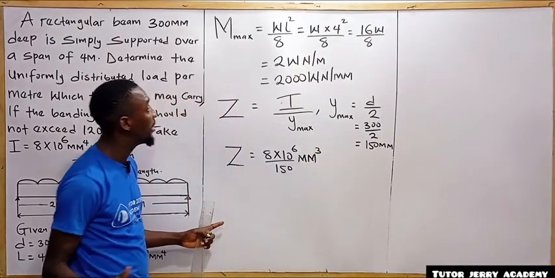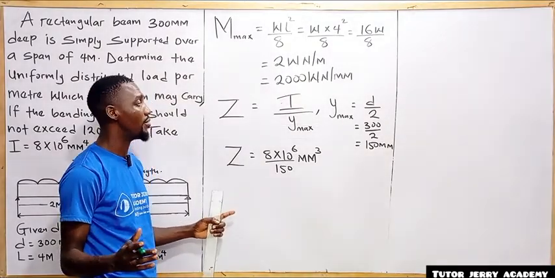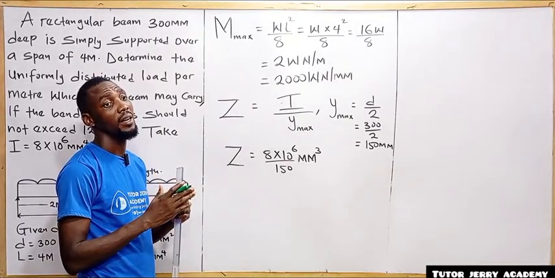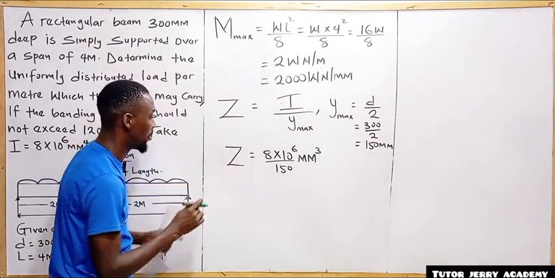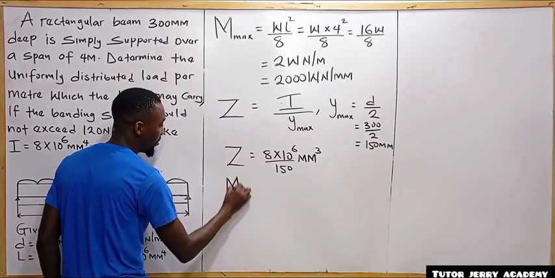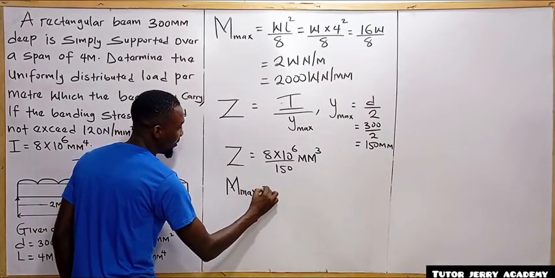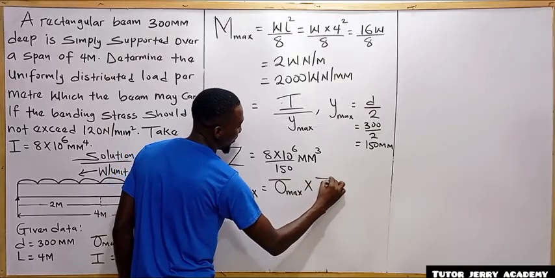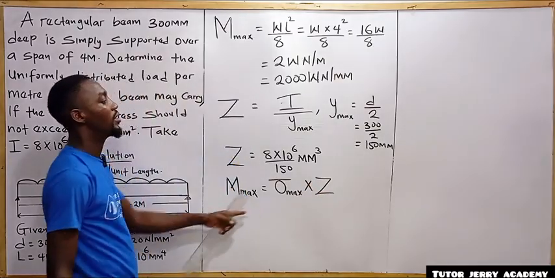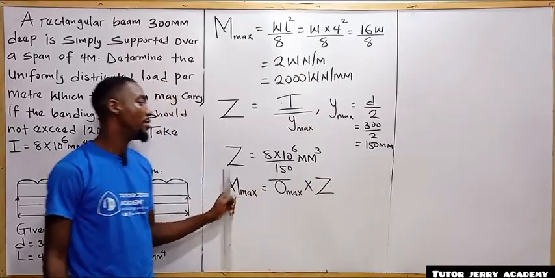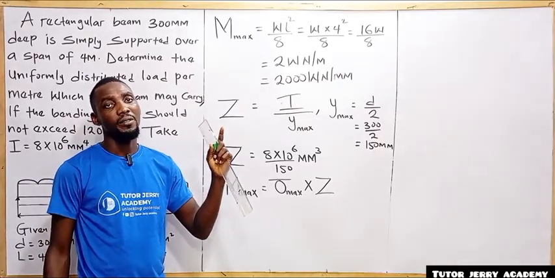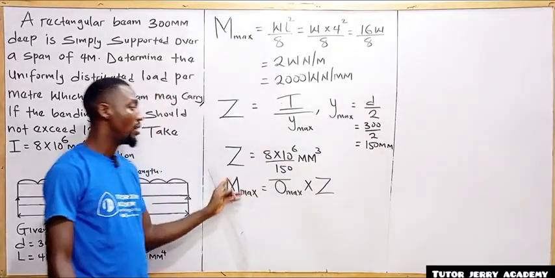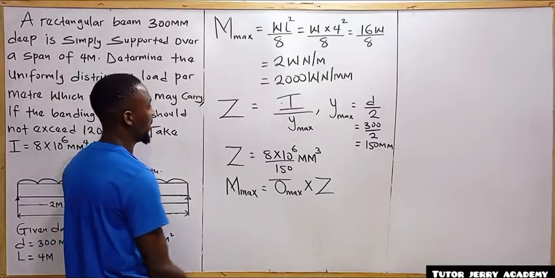All right, so the next thing, you need to recall carefully from the flexure equation, that we said that our maximum bending moment is equal to maximum stress times our sectional modulus. I've already proved this formula for us in our video on sectional modulus, so you can watch that. You are going to see how we derive this. All right, so the next thing is to substitute.